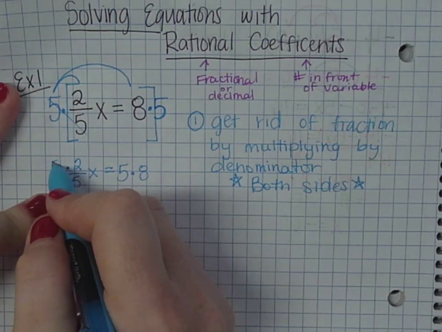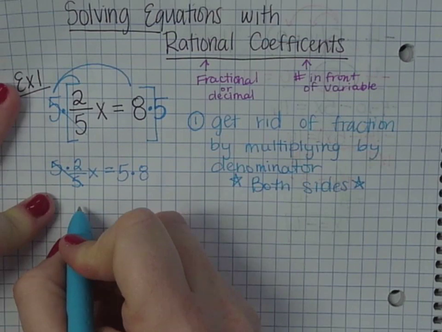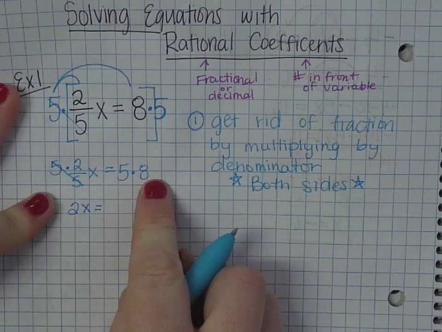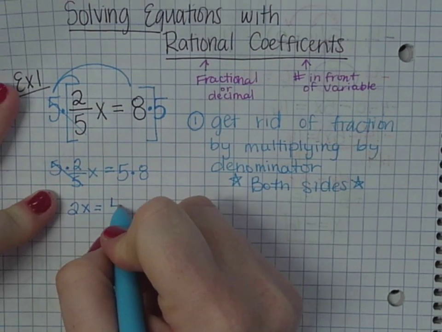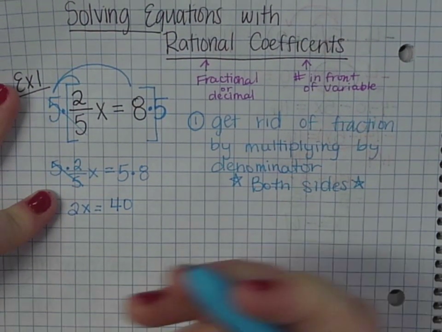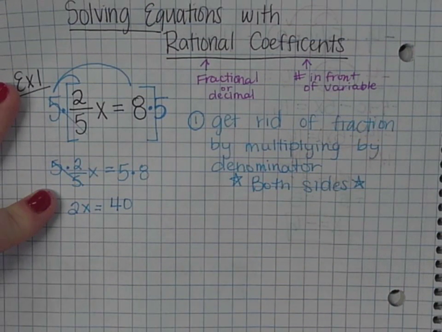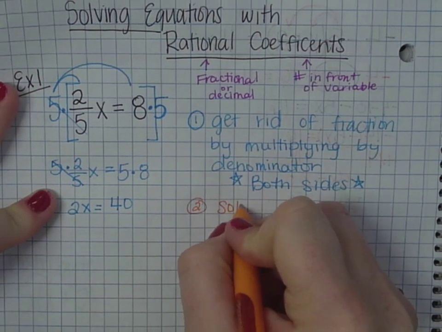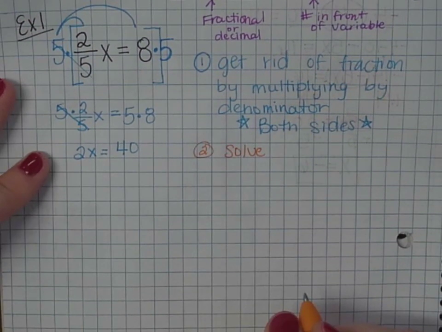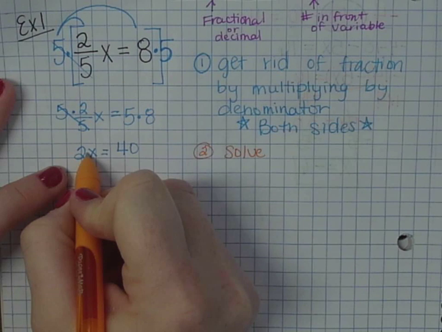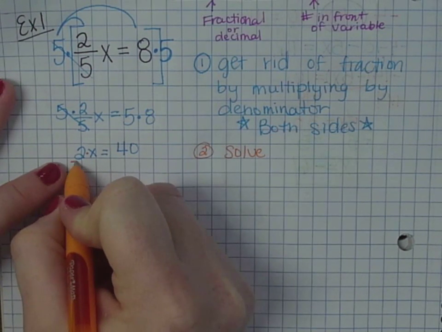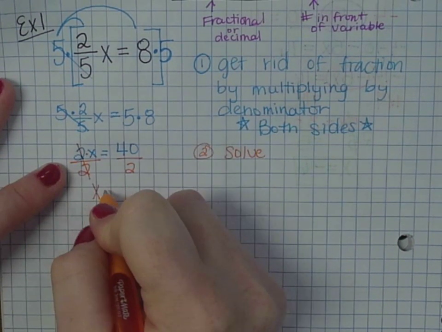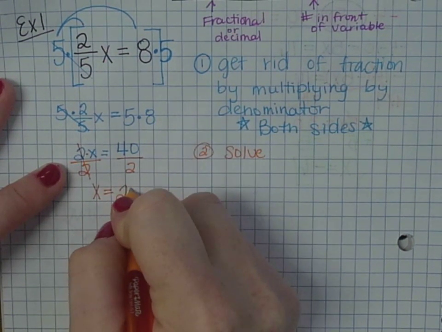Okay, we know that this cancels, so then I'm left with 2x equals 5 times 8 is 40. Then just solve, like you always do, or like we've been doing. So then it's 2 times x, the opposite of multiply by 2 is divide by 2, and divide by 2. So then x would equal 20.